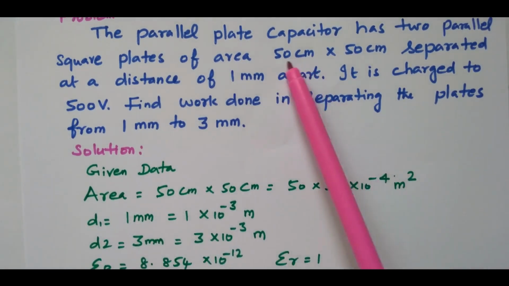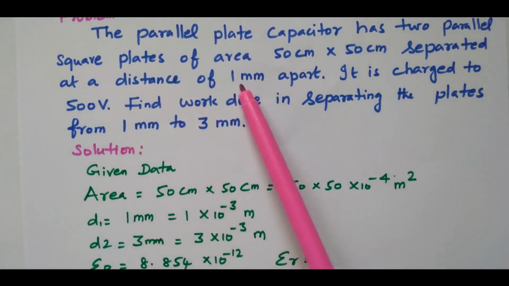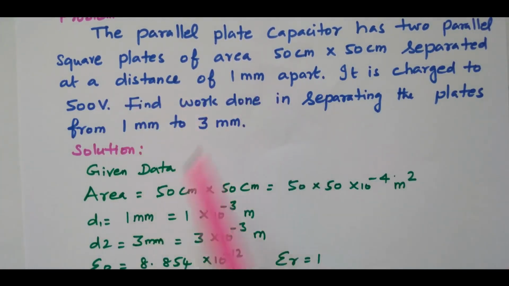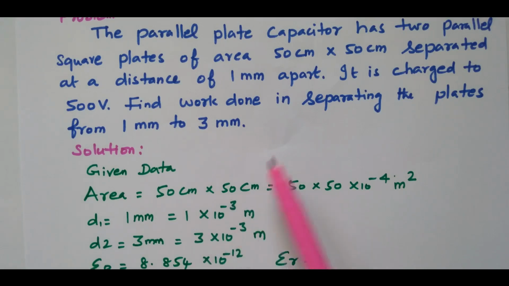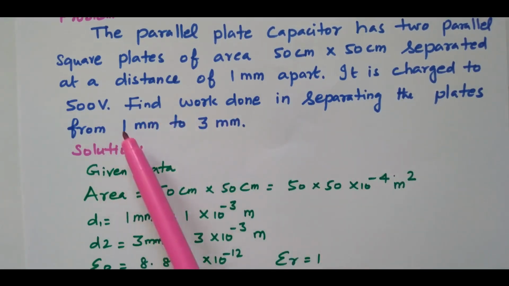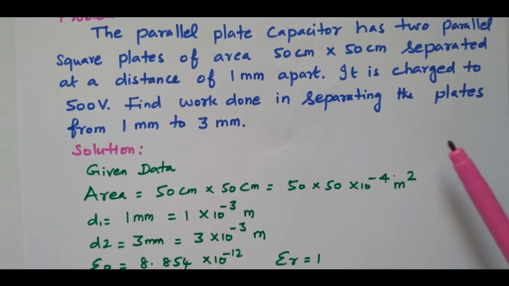The area is given, separated at a distance of 1 millimeter, the distance between the plates is 1 millimeter, that is 1 into 10 to the power minus 3 meter. It is charged with 500 volts. The voltage will be 500. Then what we need to find is the work done in separating the plates from 1 millimeter to 3 millimeter.